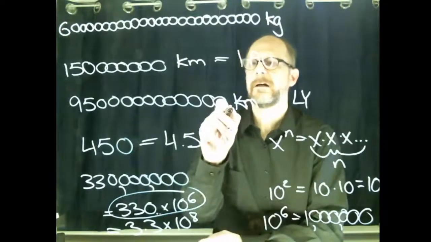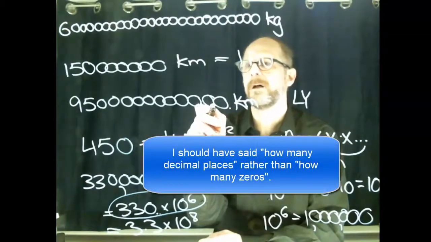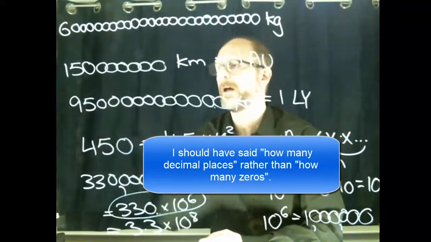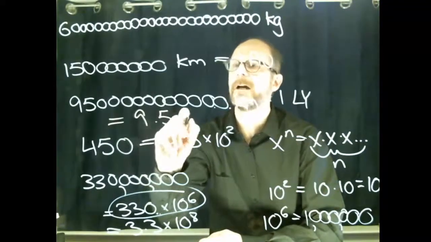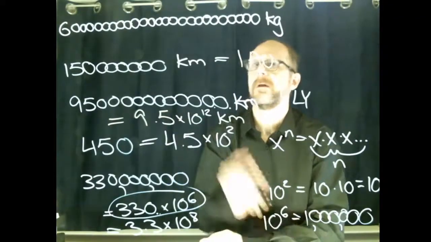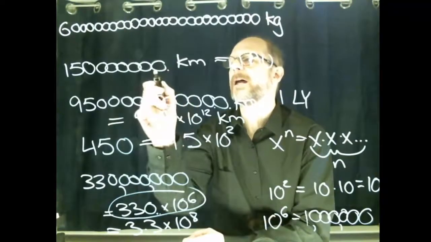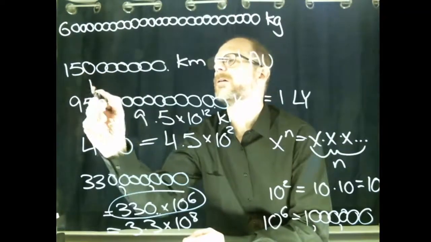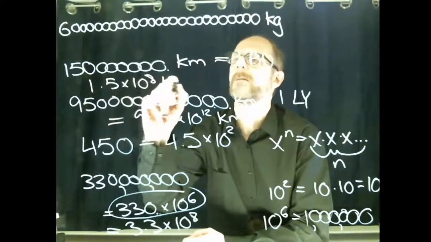There is an implied decimal point right here. And so how many zeros is that? I'm going to count back. 1, 2, 3, 4, 5, 6, 7, 8, 9, 10, 11, 12. And so 1 light year is 9.5 times 10 to the 12 kilometers. An astronomical unit. Here's our implied decimal point. Let's count back. 1, 2, 3, 4, 5, 6, 7, 8. So 1.5 times 10 to the 8 kilometers.